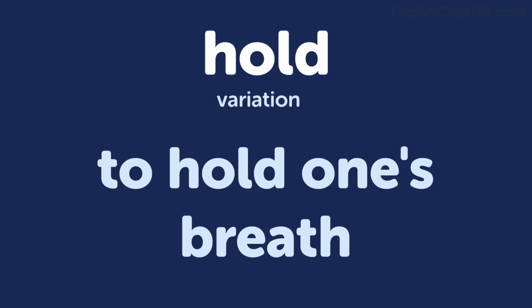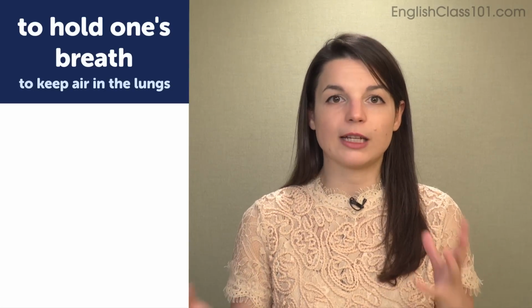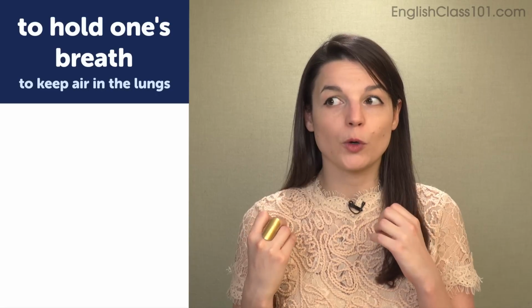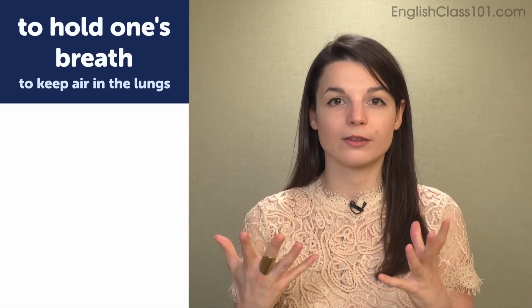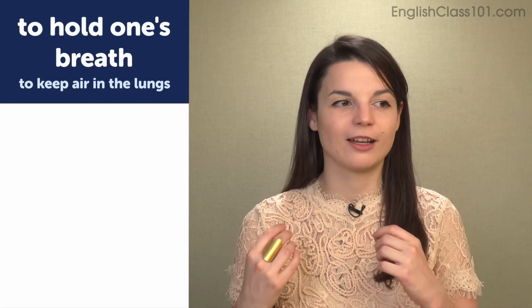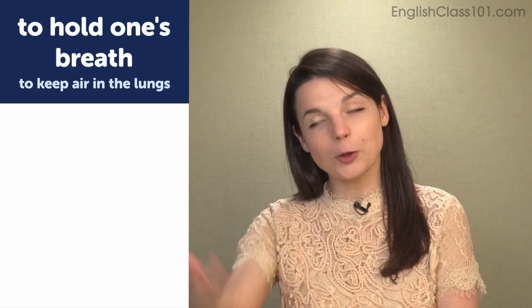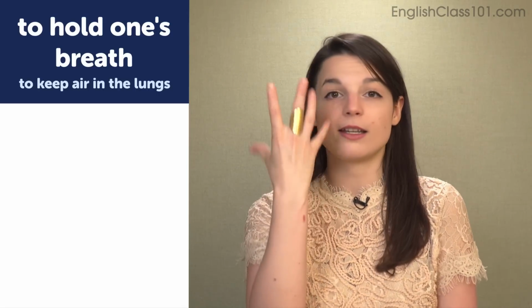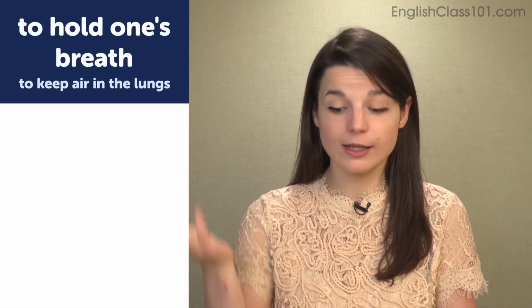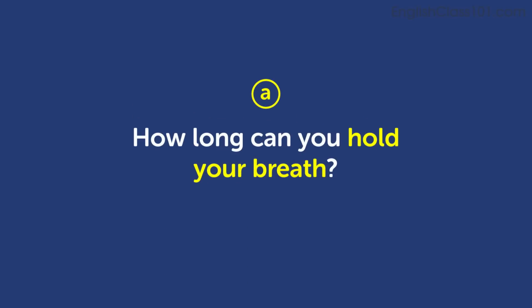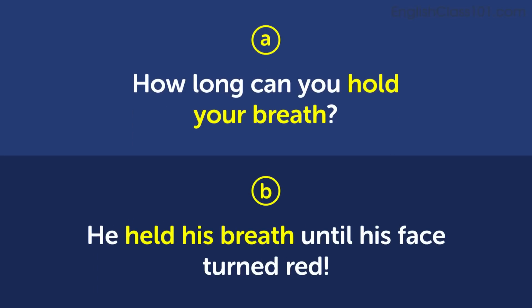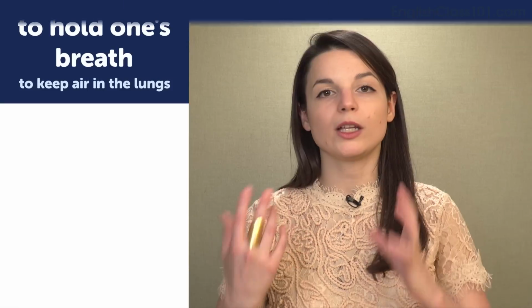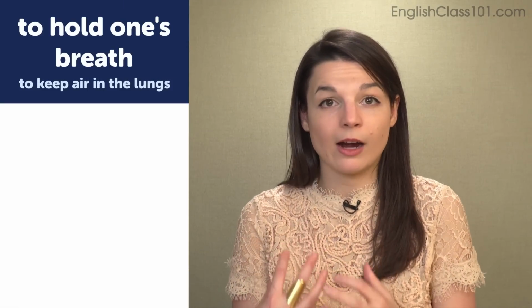Let's look at some variations on the use of this verb. The first variation is to hold one's breath. To hold one's breath means to keep air in your lungs. So like when you go swimming, for example, you hold your breath. It's a short example of that, but to keep the air in your lungs. So not taking air in, not taking air out, that's to hold your breath. Examples: how long can you hold your breath? He held his breath until his face turned red.